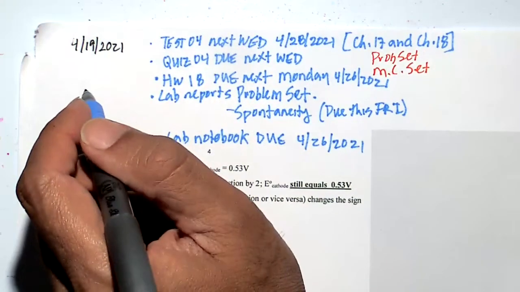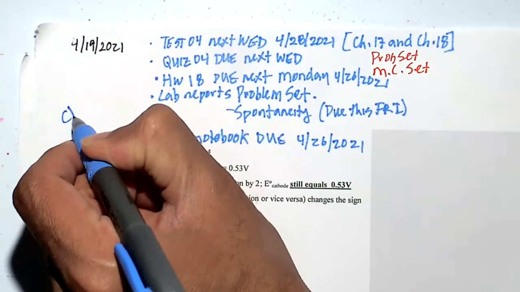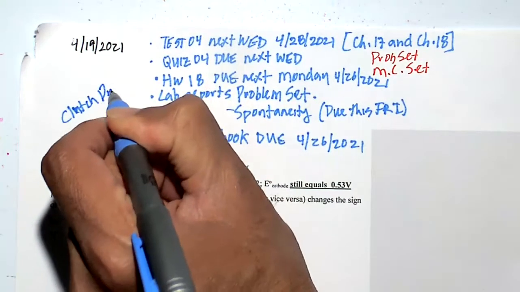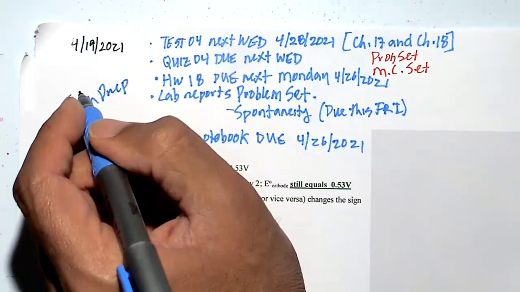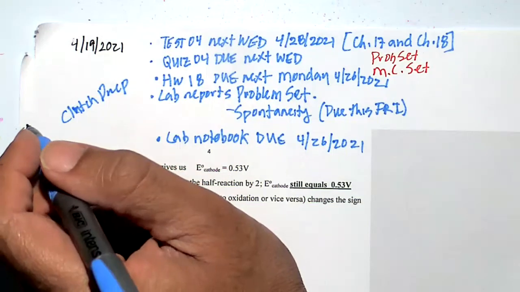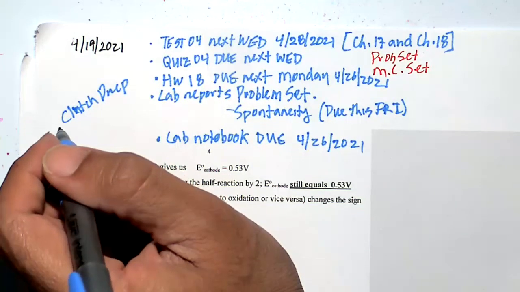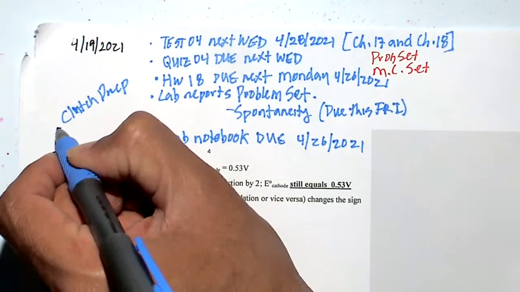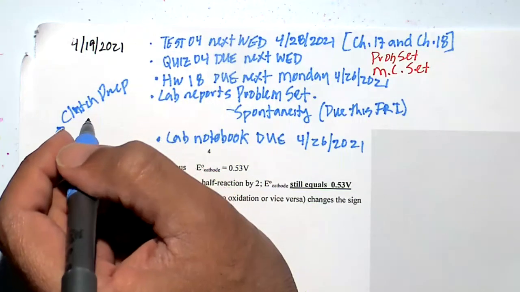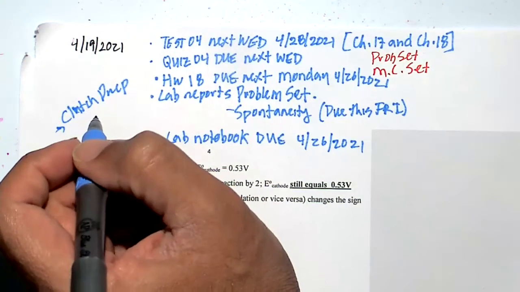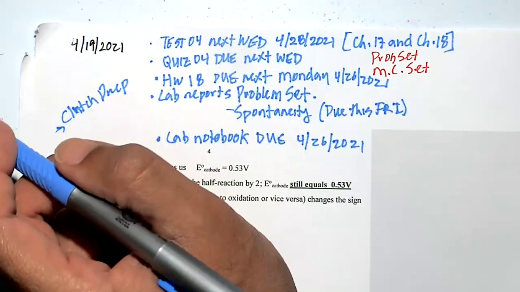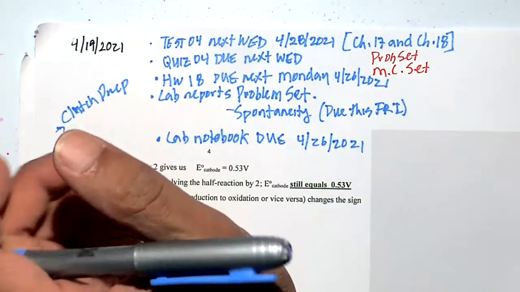And anything else? This is outside the realm of this class, but if you're doing the Clutch Prep stuff, continue to do that for chapter 18. Yeah, I'll talk about that. Clutch Prep. So continue to do that, and when everything is done with the semester, I'll take a look and see who did everything, and I'll add a couple of percentage points. Not a lot, but whatever little I'll add, I will add.